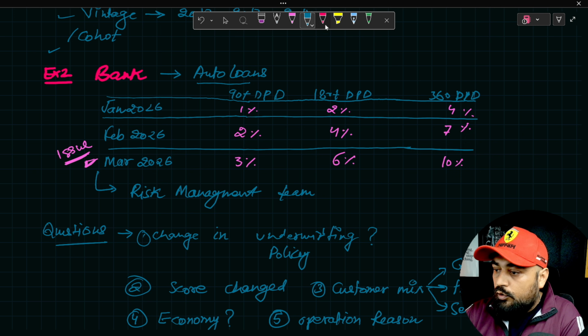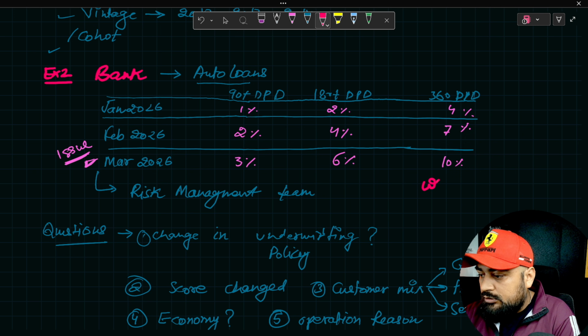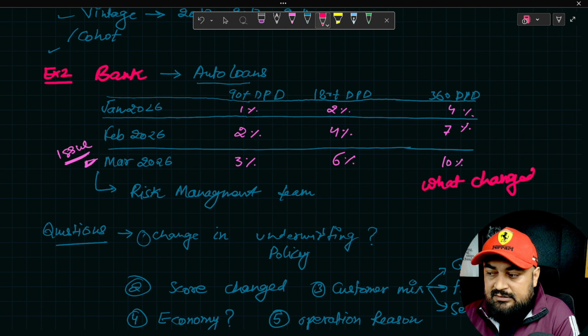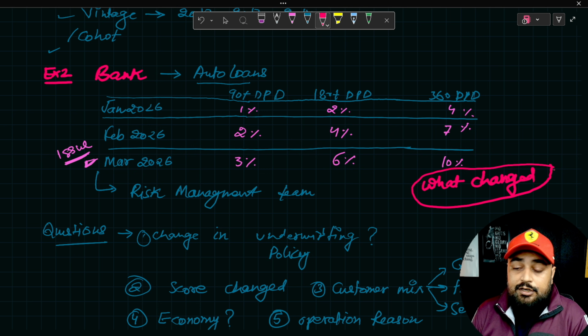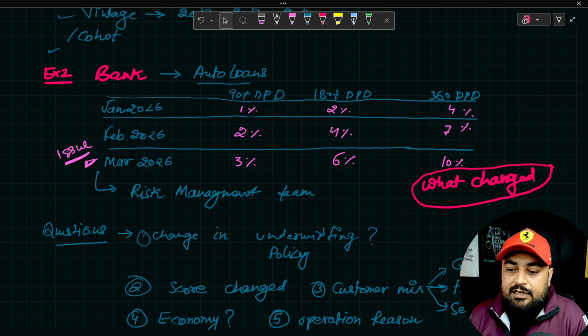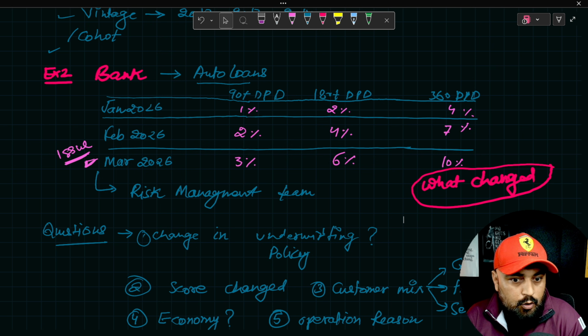You need to figure out what has changed. This is the reason we are doing all this vintage analysis. It gives us a data point on where we have to dig in. Now, it doesn't mean that you will get the answer on the spot about what exactly has changed, but it will give you a direction on where you need to look.